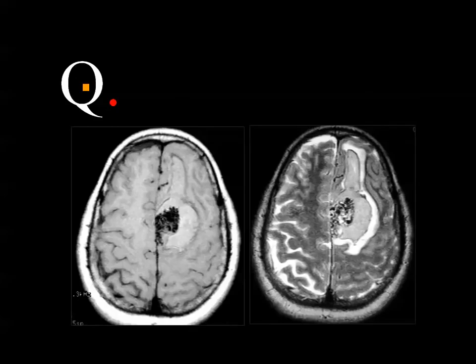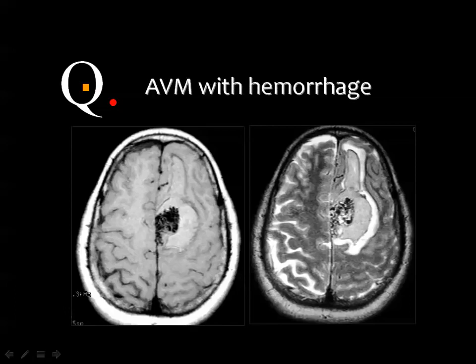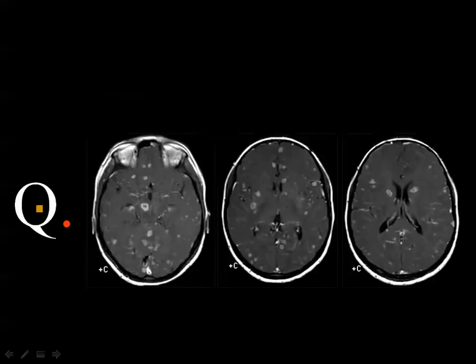And this is axial T1 and T2 weighted images showing a bunch of signal void vessels representing arterial venous malformation surrounded by high signal in the T1 and high signal in the T2 representing hematoma, and a rim of high signal in the T2 representing edema. And this is an arterial venous malformation with hemorrhage.